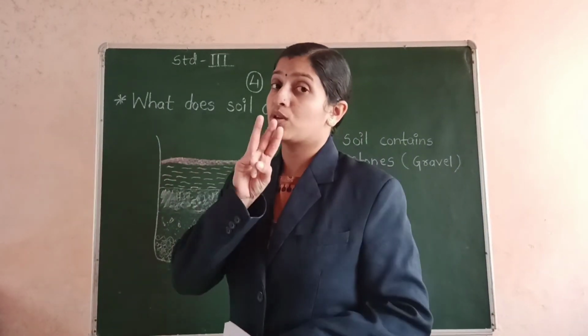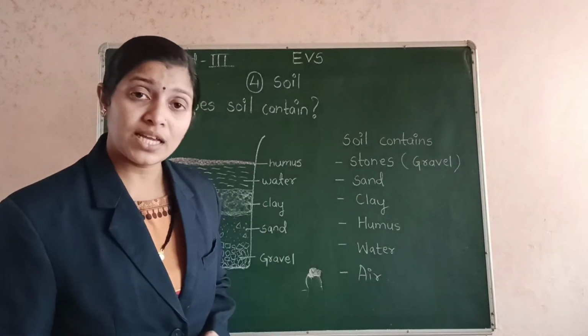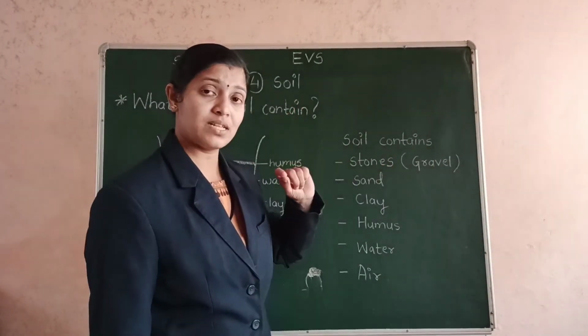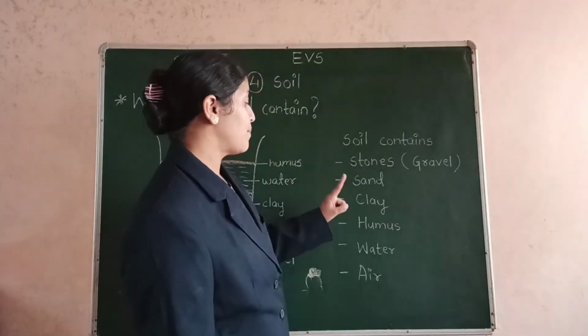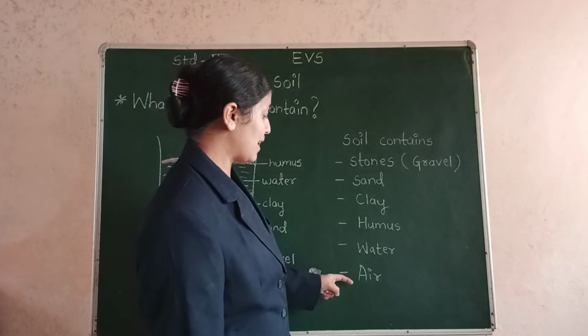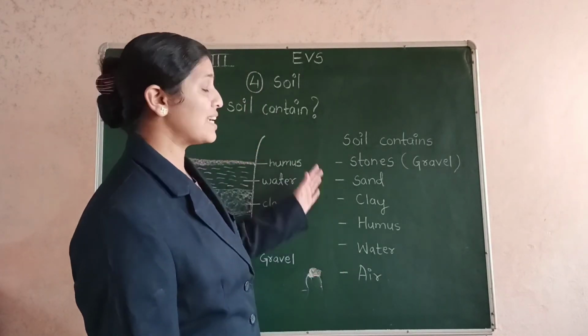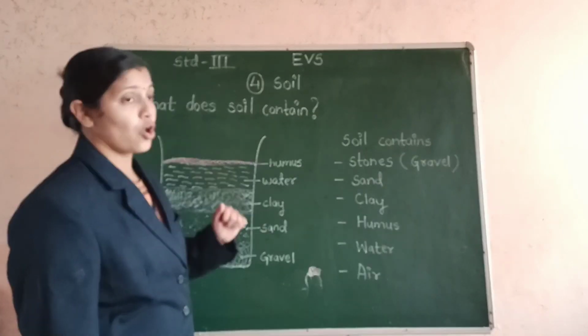So I have told you 3 activities, and through these 3 activities we can prove that the soil contains stones, that is gravel, sand, clay, humus, water and air. So these are the 6 contents or ingredients which we find in the soil.